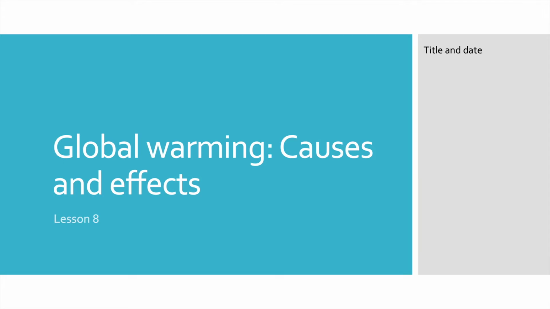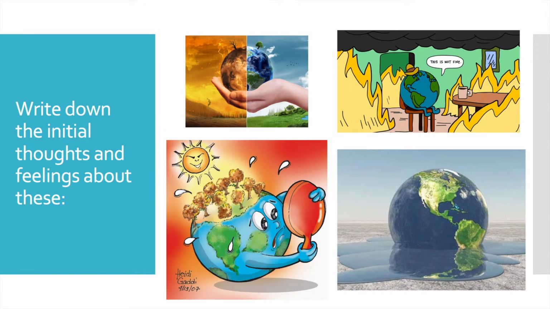Brilliant. So, here are 4 photos. I want you to take a moment, have a look at them, and then write down your first thoughts and feelings. So pause this video, have a look, write down what you think and feel about them. It can be bullet points, it can be feelings, it can be what you think they mean, anything you want. So pause the video, we'll carry on in a minute.